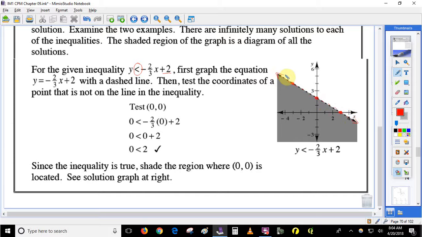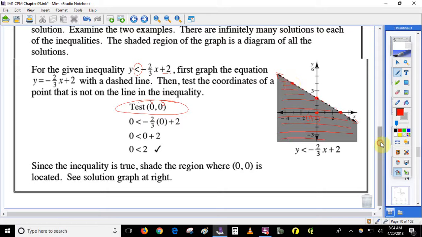Now we want to test a point on one side or the other of the line. Usually 0, 0 is an excellent point to test because it's really easy to check. So we plug in 0 for x and 0 for y, and we see if we get a true or false inequality. Well, 0 is less than 2, so that means the point 0, 0 is included in the solution, and we can shade everything below our dotted line.